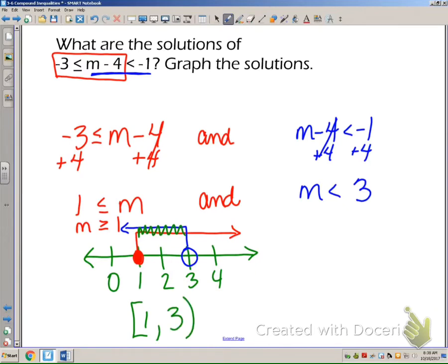If I put that in set builder, we would say x such that x is between 1 and 3. It's less than 3, and we've got the less than or equal to right here. 1 is less than or equal to x, which is less than 3. And there it is. Interval notation, set builder notation.